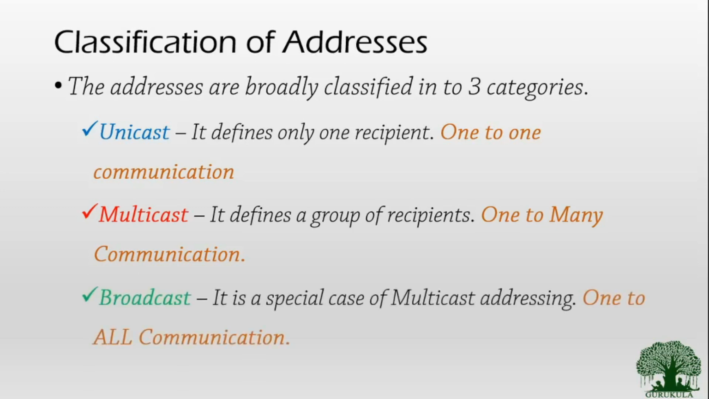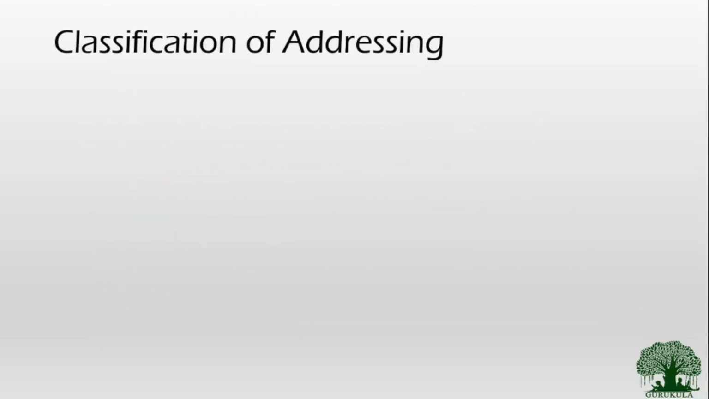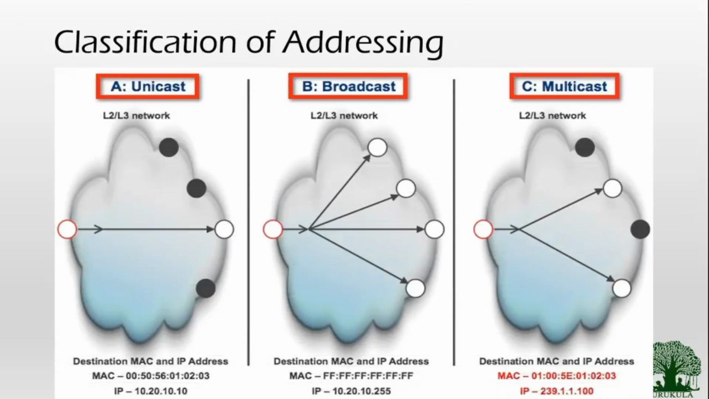And the third method is broadcast, which is a special case of multicast addressing, where I want to talk to everyone present in that particular group. So that makes a clear difference between unicast, multicast, and broadcast. The devices that are capable of unicast, multicast, and broadcast will have the respective physical addresses.